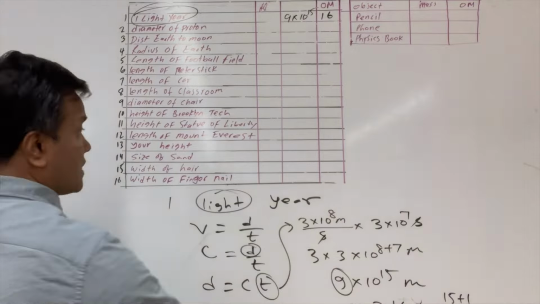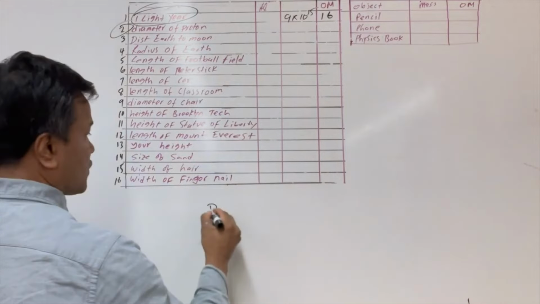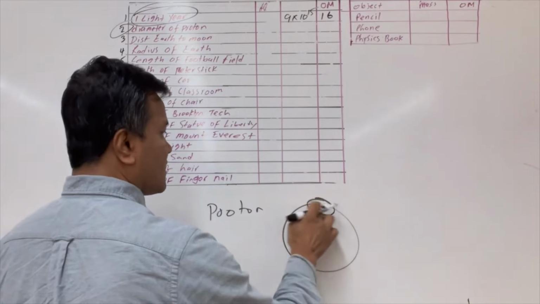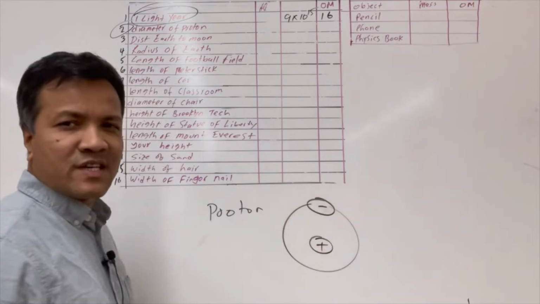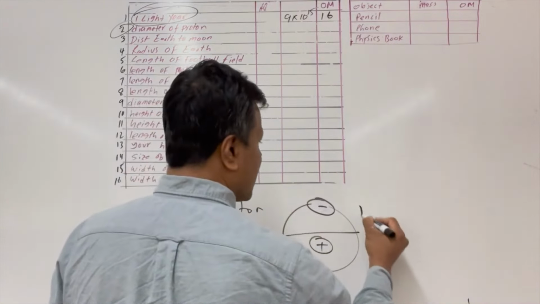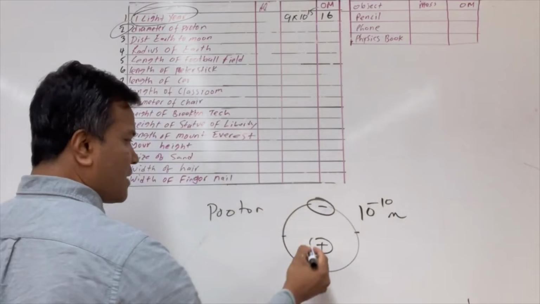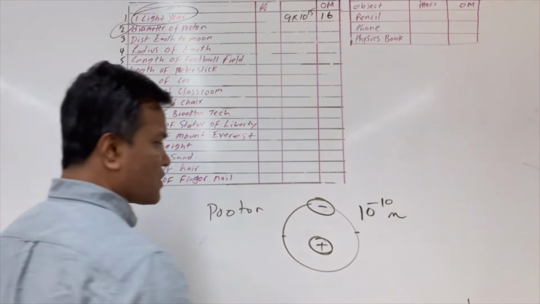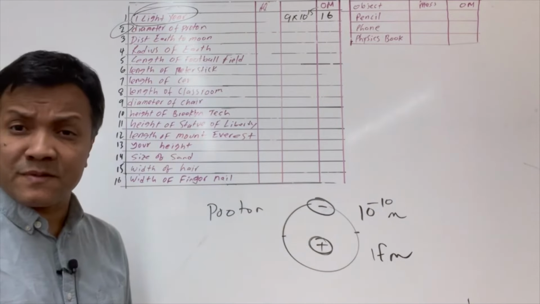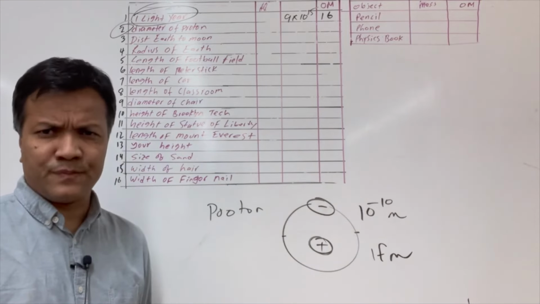Okay, all right, we're gonna move to number 2. Proton. Consider an atom. If you have an electron and this is a proton, this is a hydrogen atom. The diameter of the atom itself is 10 raised to negative 10 meters. But we are not talking about the diameter of the atom, we are talking about the diameter of the proton. So the diameter of a proton is 1 femtometer. The prefix femto means 10 to the negative 15. Most of the time we call it Fermi meter.